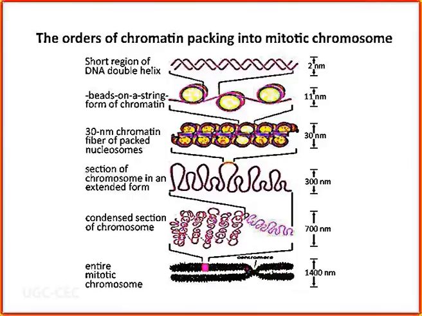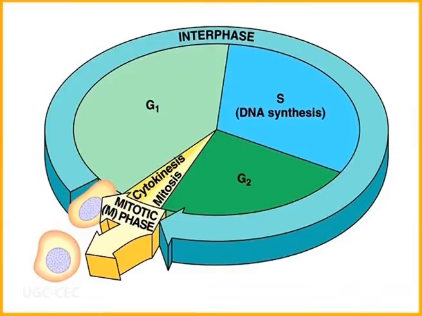Packaging DNA into chromatin allows for mitosis and meiosis, prevents chromosome breakage, and controls gene expression and DNA replication. The structure of chromatin depends on several factors. The overall structure depends on the stage of the cell cycle.